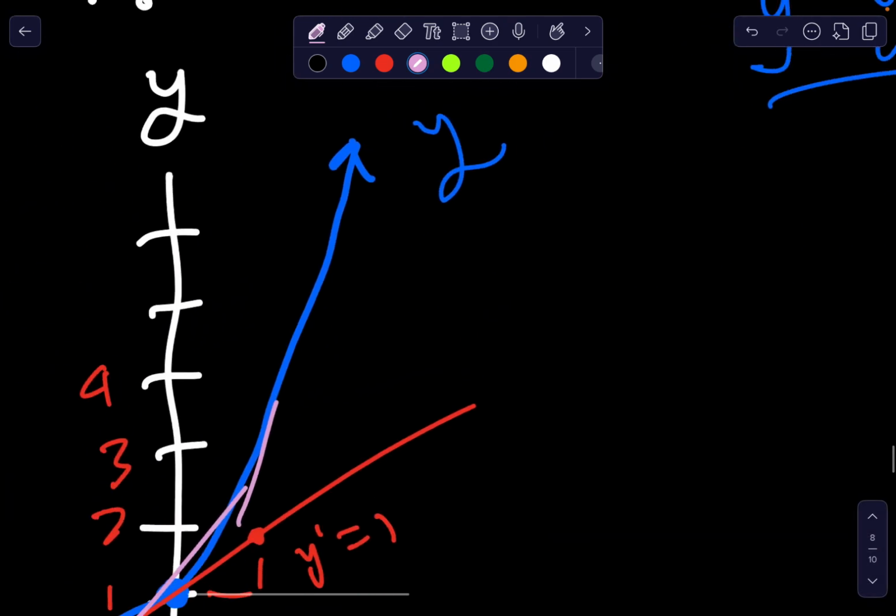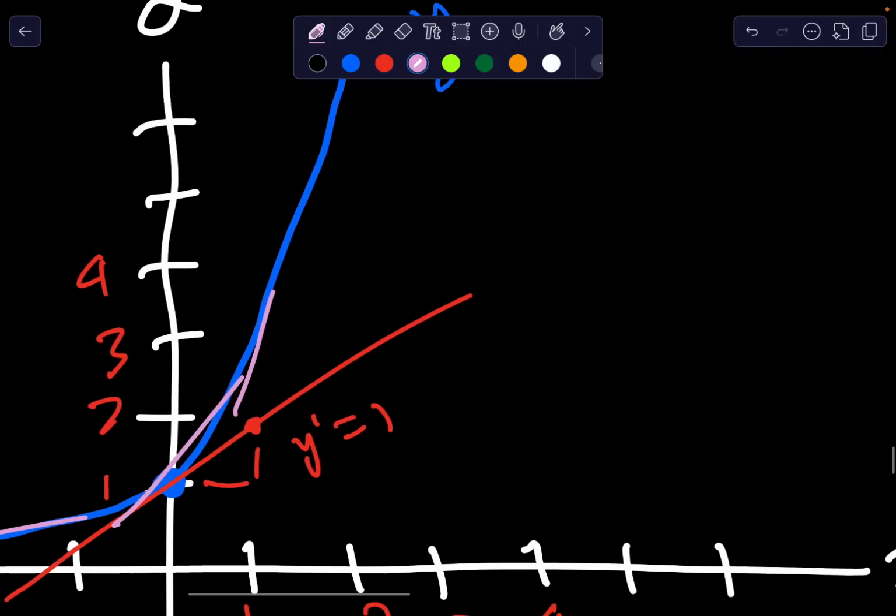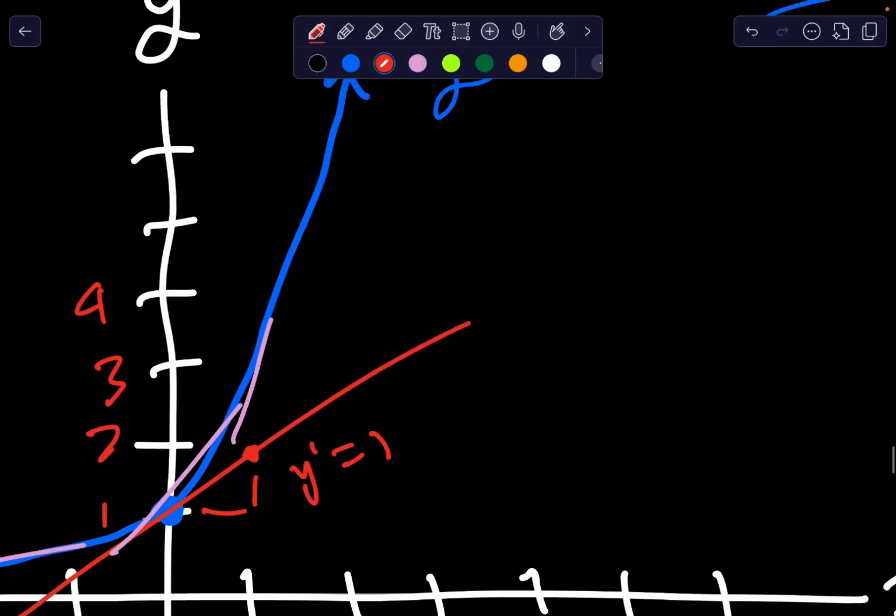Now let's take a look at our y value up here, like our y prime. So we can estimate if we did a slope, let's say tangent to this point or so.